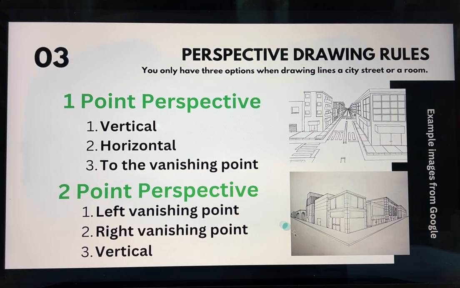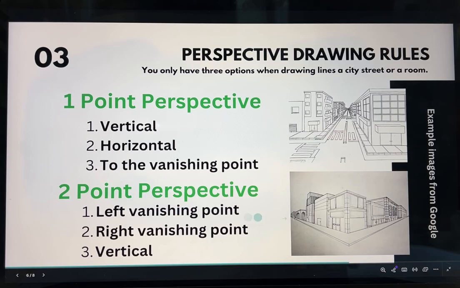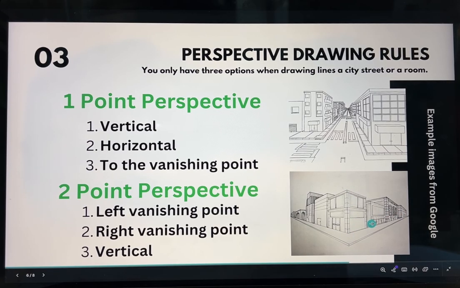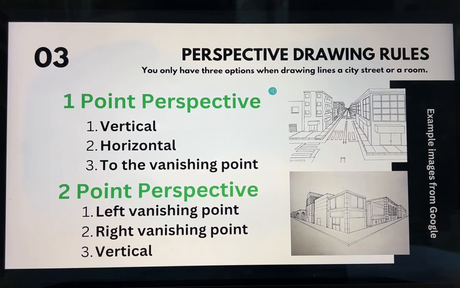Same thing applies for 2-point perspective. That's when you have a vanishing point on the left and the right, and then you have your vertical center line. So you can go to the left vanishing point, or you can go to the right vanishing point, or you can go vertical. That's it. These rules will help keep your drawing in check.